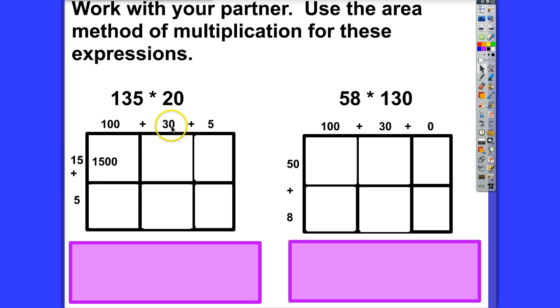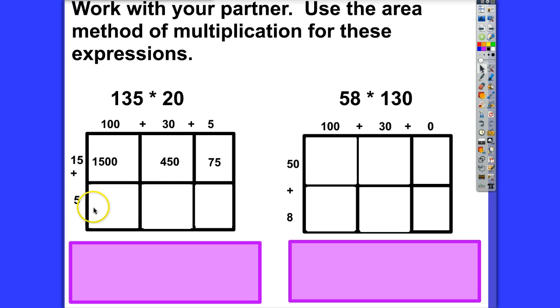Now we're going to multiply 30 times 15. And what would you get? Well, 3 times 15 is 45. And then you're going to write 1 zero after that, and you will have 450. And then you're going to multiply 15 times 5. Well, 15 times 5 is 75.